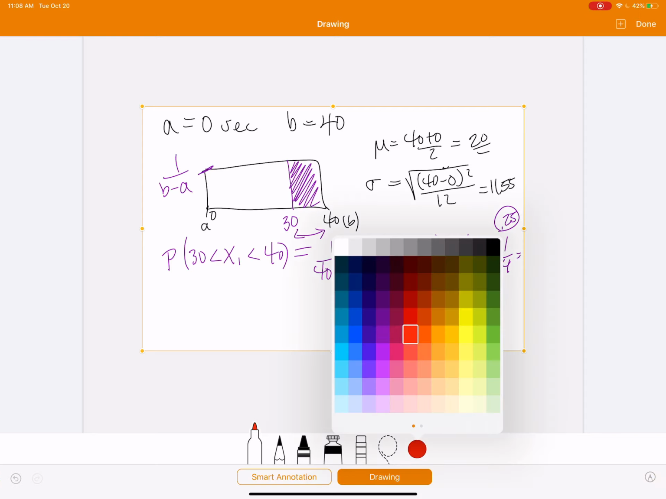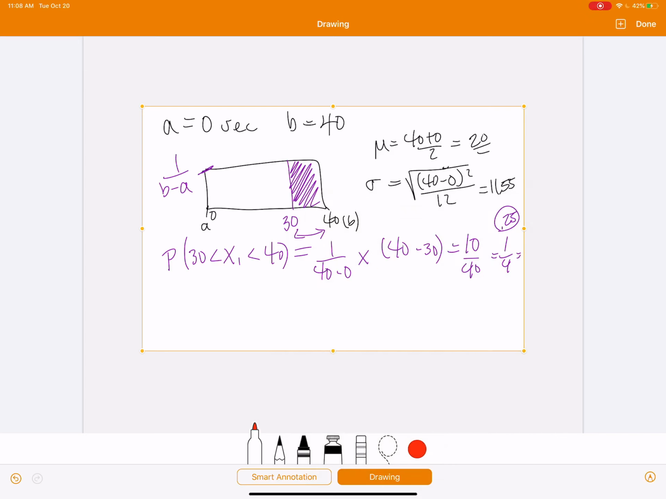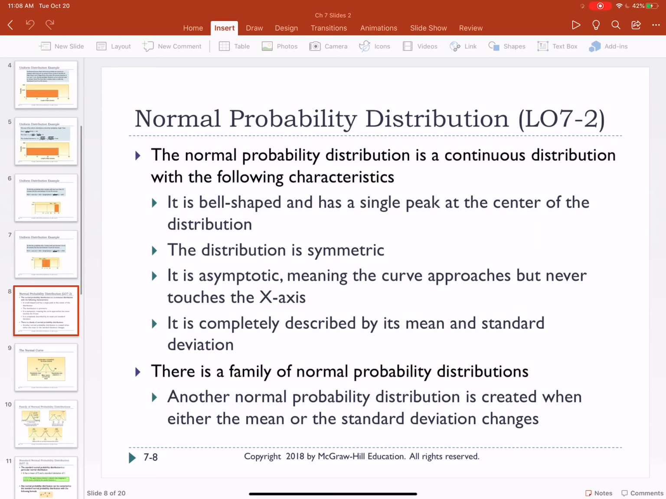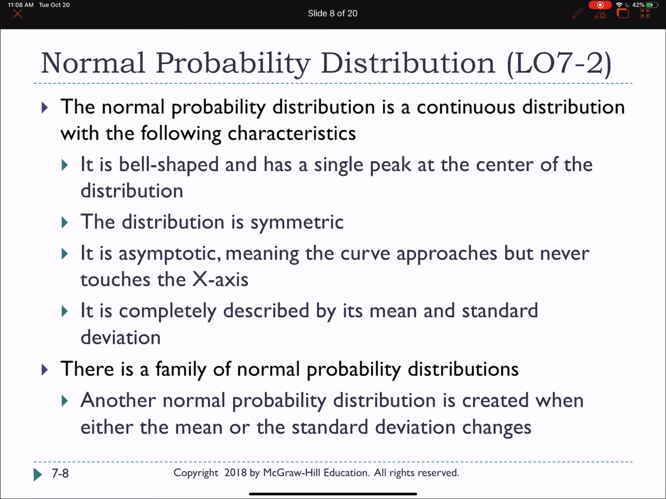I could look for the probability that I'm between 0 and 10 seconds in my wait. So this red area, so the probability that I'm going somewhere between 0 and 10 seconds to wait. So again, 1/40 times (10 minus 0), we get the same thing, 10 over 40, or 0.25 for my wait time. Okay, let's get back in here. So that's the first one.